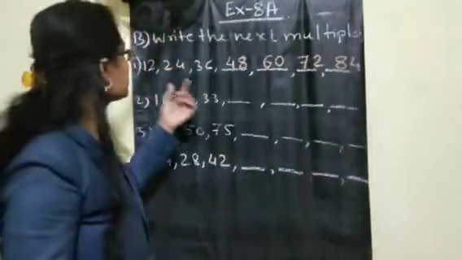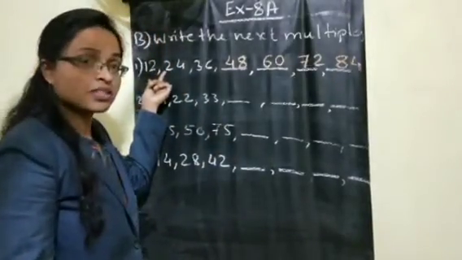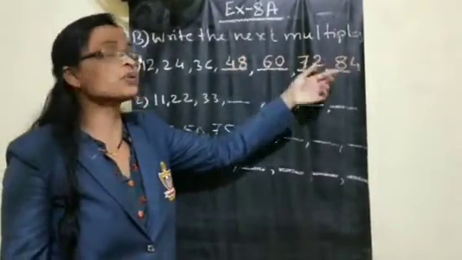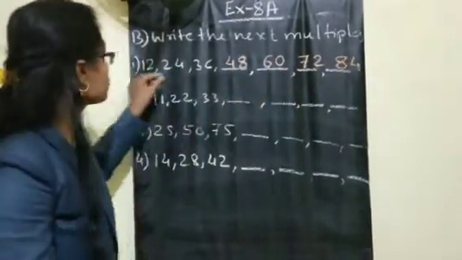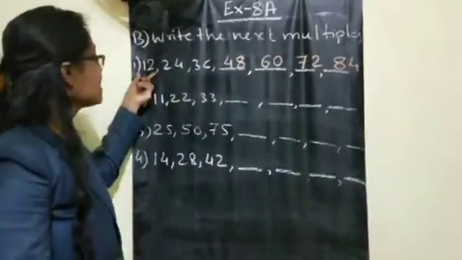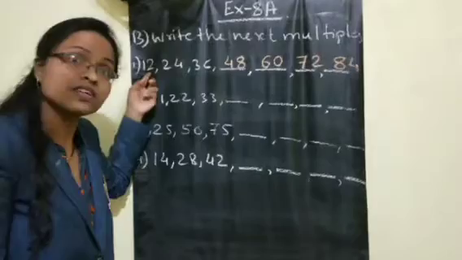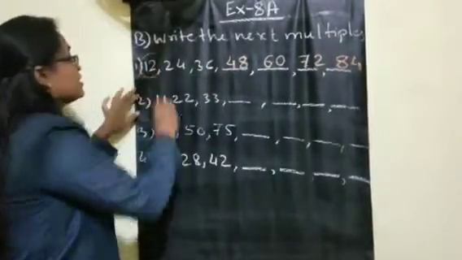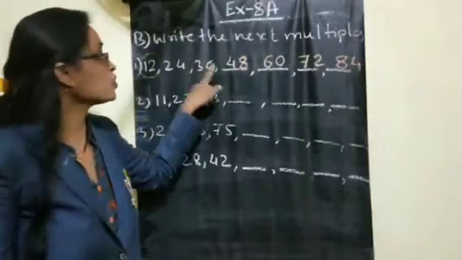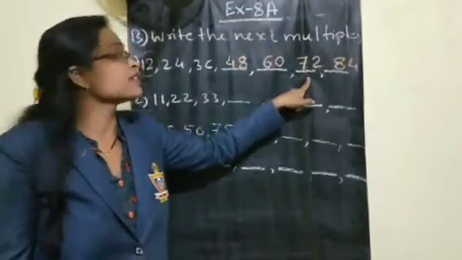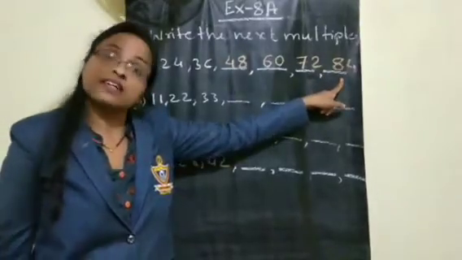These are the multiples of 12. Multiples of 12 are 12, 24, 36, 48, 60, 72, 84 and so on. So whenever they are giving any example with a continuing process, we have to find out the multiples of the starting given number. These are all the multiples of 12, children. 12 ones are 12, 12 twos are 24, 12 threes are 36, 12 fours are 48, 12 fives are 60, 12 sixes are 72, 12 sevens are 84.